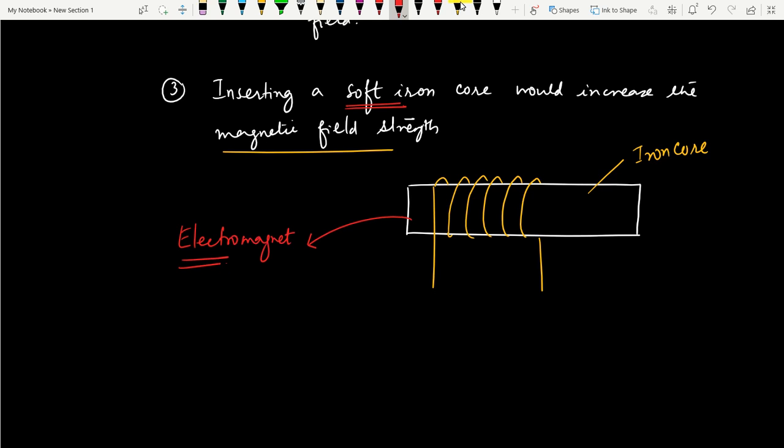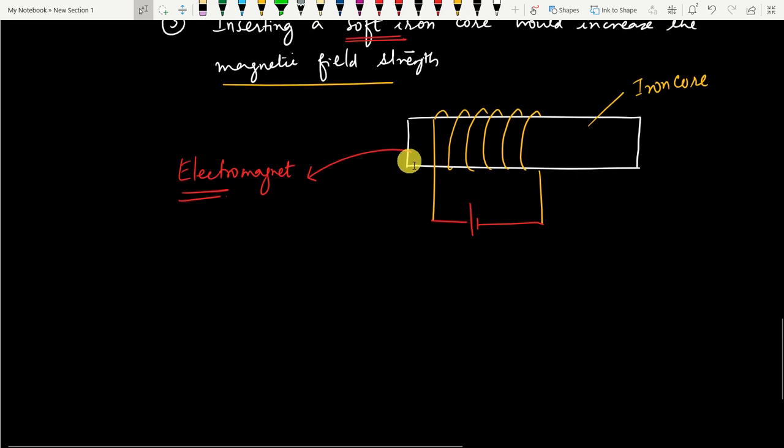So solenoids are used to make electromagnets. You take an iron bar, soft iron bar, wind copper wire, pass current, and this would result in the formation of an electromagnet. Now the question sometimes children ask is, sir, why is it soft iron core?